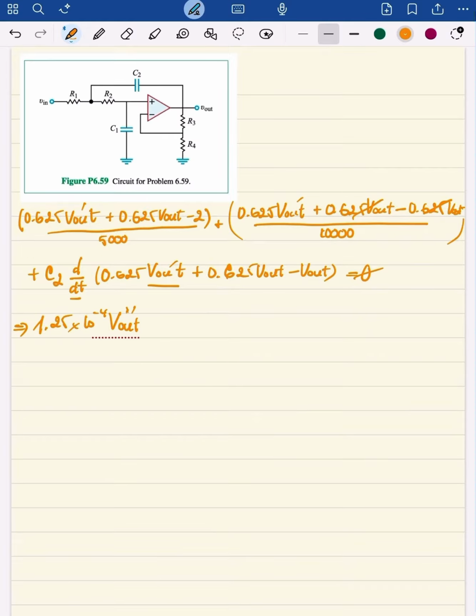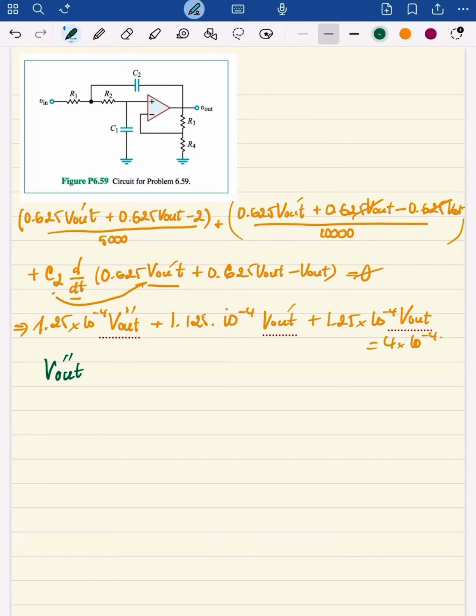Because that's how I actually did the term right here. C2, when I expand it in here, I get this term right here, plus 1.125 times 10 to the negative 4 VL prime plus 1.25 times 10 to the negative 4 VL equals 4 times 10 to the negative 4. I'm going to reduce by the first 1.25 times 10 to the negative 4 for every single term, so I multiply both sides by 1 over 1.25 times 10 to the negative 4. So my second order differential equation is going to look like this.